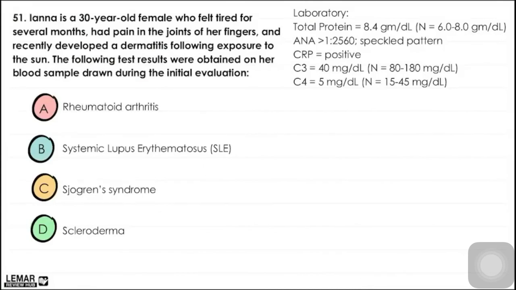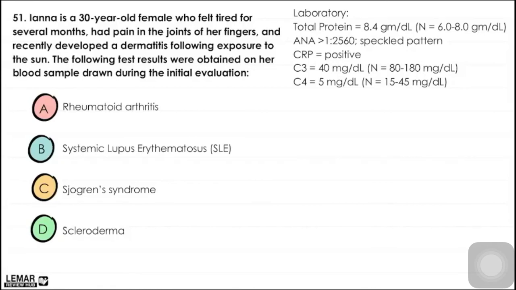Number 51. Iana is a 30-year-old female who felt tired for several months. She had pain in the joints of her fingers and recently developed a dermatitis following exposure to the sun. The following test results were obtained on her blood sample drawn during the initial evaluation.